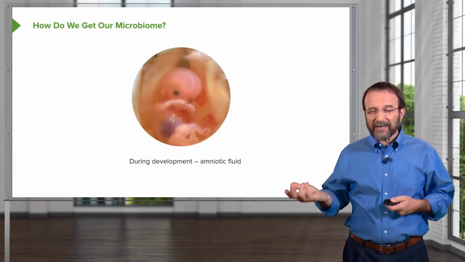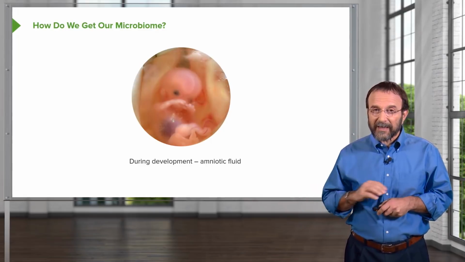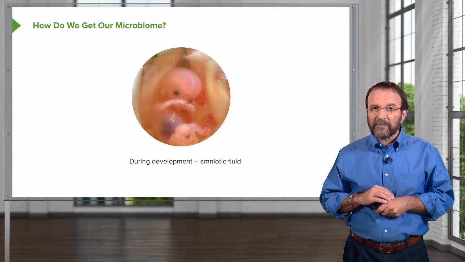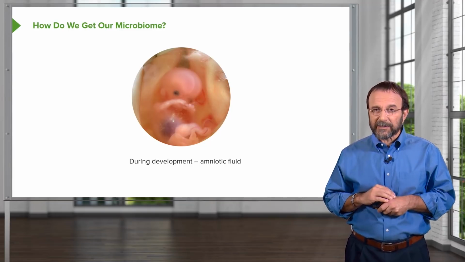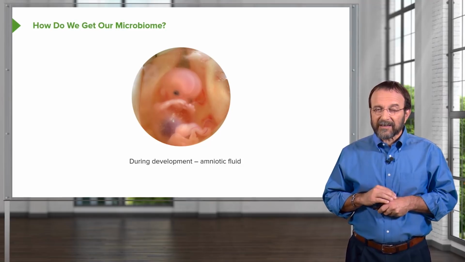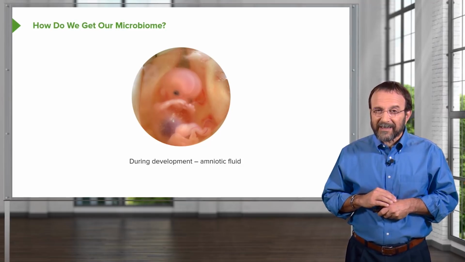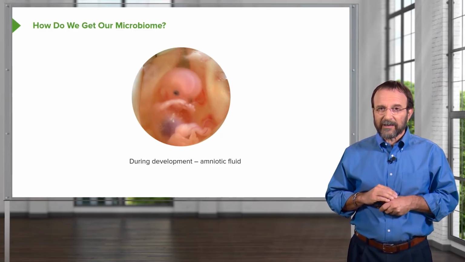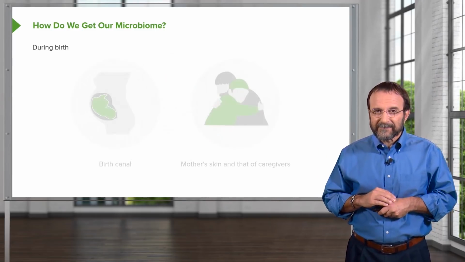Now, where do you get this microbiome? There are many ways. While you're developing in utero, you are bathed in amniotic fluid provided by your mother. And of course, it's going into your mouth and on your skin, and it's got bacteria and viruses in it. So that's your first encounter. You're acquiring your microbiome in utero.